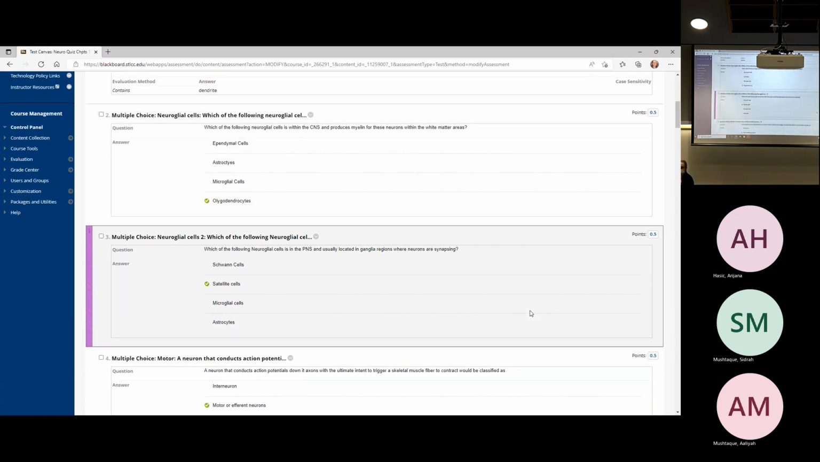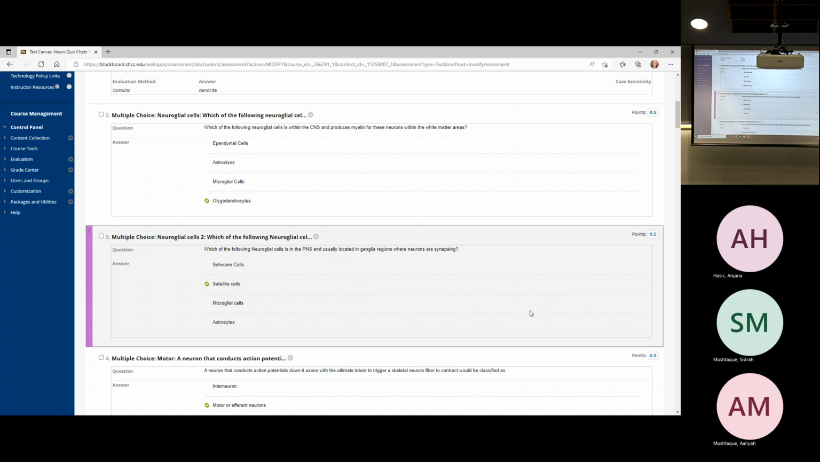I warned you that you would have to know your neuroglial cells, each cell of the central nervous system and the periphery, and then where we find each cell and what they do. So this question is asking which of the following neuroglial cells is within the central nervous system and produces myelin? In the CNS, it cannot be a Schwann cell, right? And it can't be a satellite cell. So Schwann cells and satellite cells are out because that is not in the central nervous system. What in the central nervous system is our myelinating cell? It's the oligodendrocyte. Okay? All right.